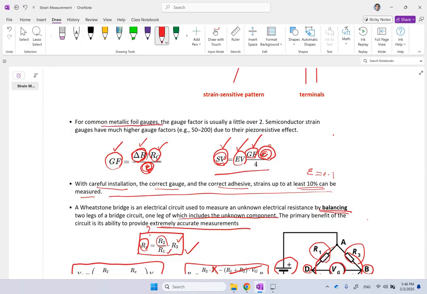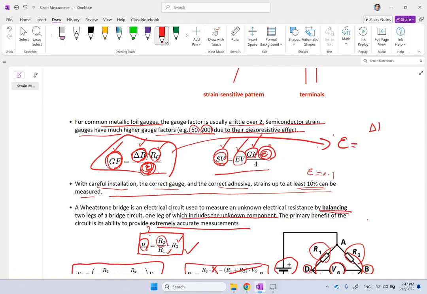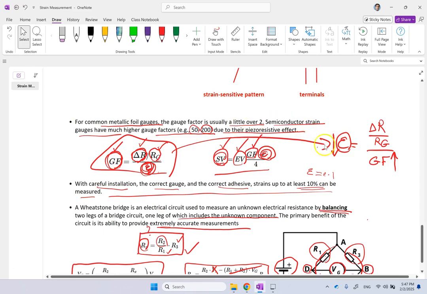Now, for typical metallic gauges, the gauge factor is a little bit over 2. For semiconductor strain gauges, it can go to very much larger numbers like 50 or 200. And is that a good thing? Yes, it is, because when this number is very large, that means this number can be very small. If I look at this formula here, epsilon is delta R over Rg divided by Gf. When this Gf is very large, you can measure very small strains and you can measure them accurately. So it's always good to get a large gauge factor, and that comes from semiconductors with piezoresistive effects.